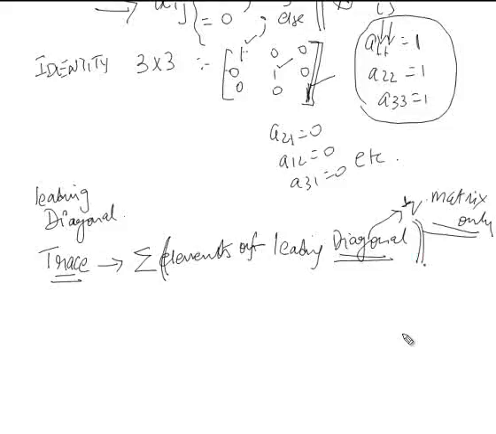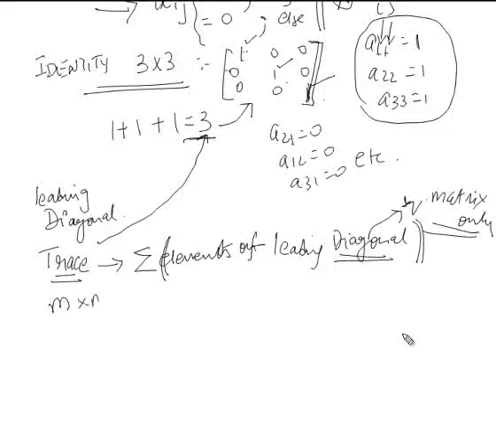So sum of elements. So what is the trace of this matrix? What are the elements? This is 1, 1, 1. So 1 plus 1 plus 1 equal to 3. This is the trace for this matrix. Correct? So one important quick result we can say: if I define a general-purpose M cross M identity, that is, it is having M rows and M columns, what will be the trace of this?